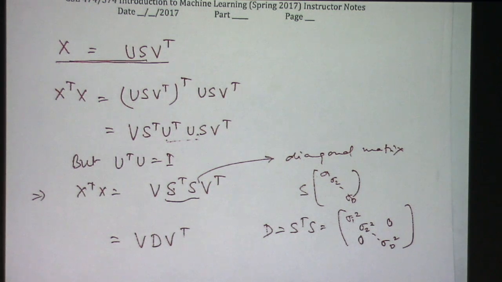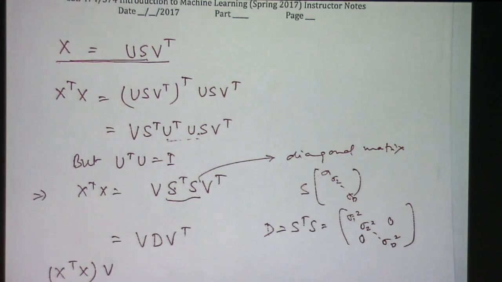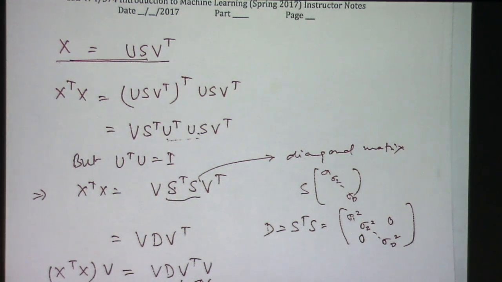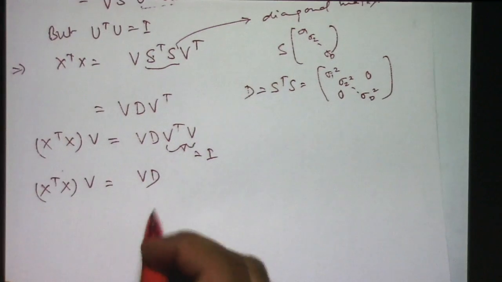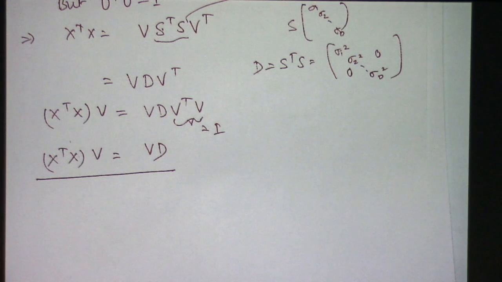Now if I multiply X transpose X with V on this side, this will be equal to V D V transpose V, right? Now we know again by the property of SVD that V transpose V is equal to identity, because that's what we enforce. So which means that X transpose X times V is V D. All right. So now let's look at it a little more carefully. This is a matrix, and you can see that this is sort of the covariance matrix with n. We can always put the n somewhere.